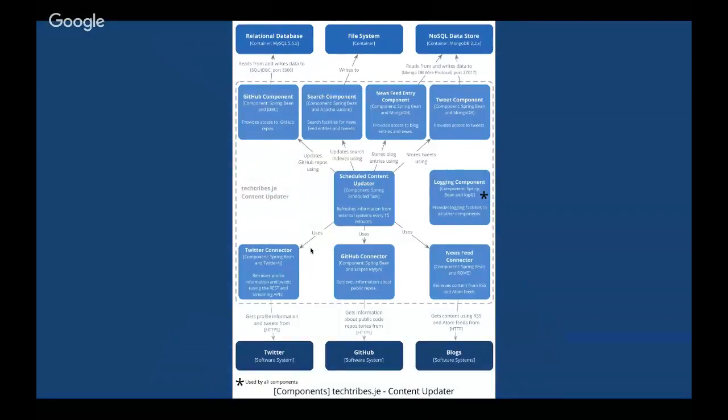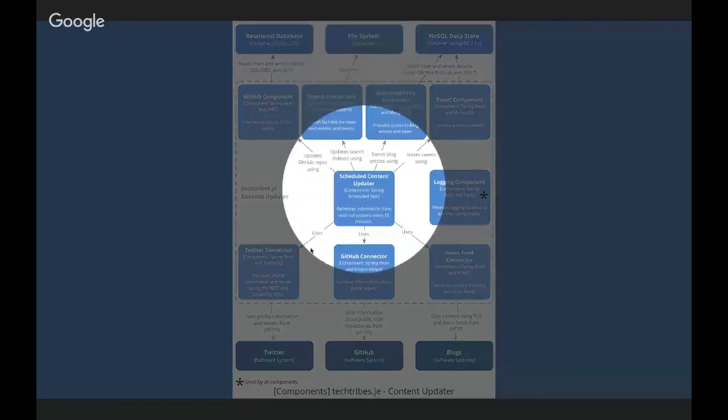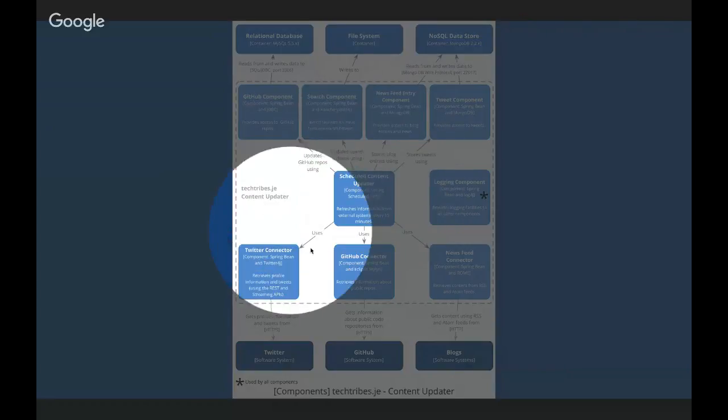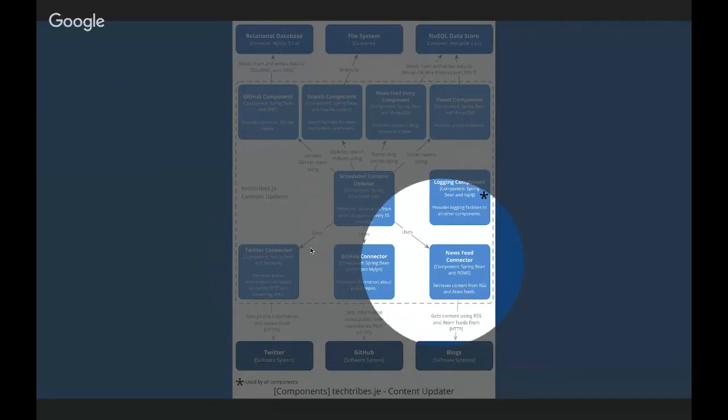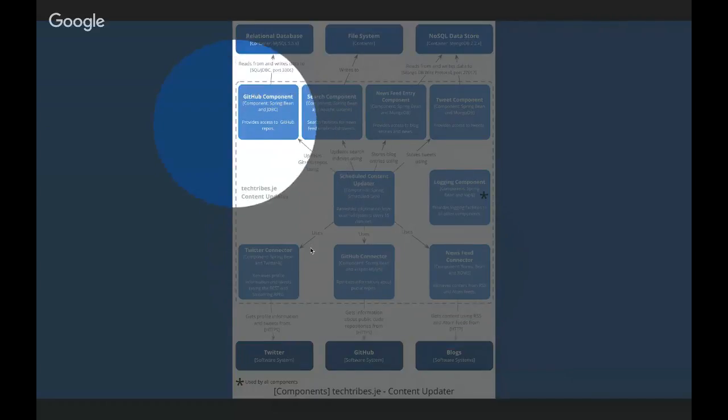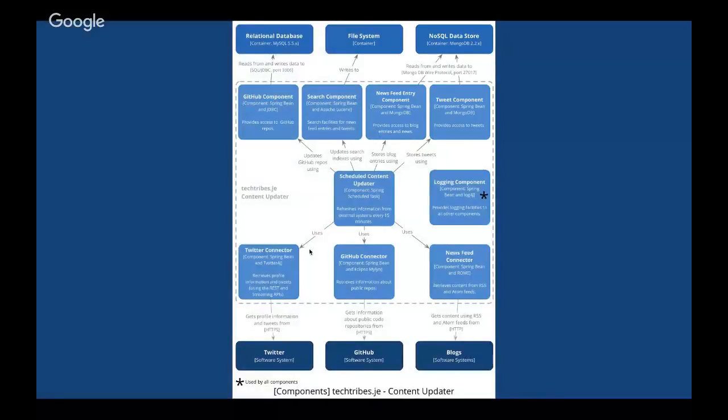And very simply, we can see that there is a scheduled content updater component in the middle. This is a Spring scheduled task. It gets kicked every 15 minutes. It uses a Twitter connector, a GitHub connector, and a newsfeed connector to connect to the outside world. And then it uses these other components up here to push stuff into the other data stores.